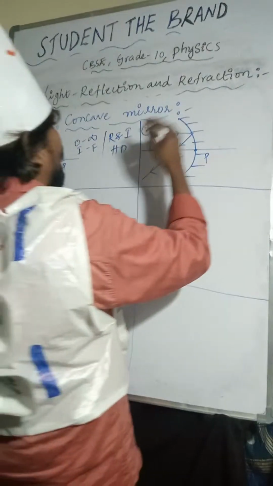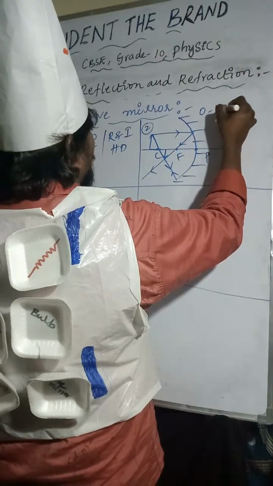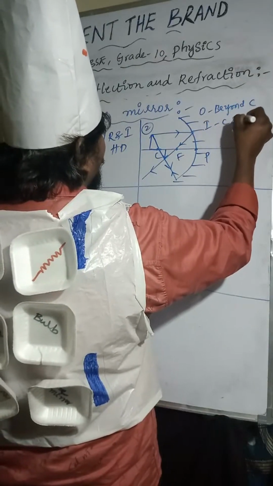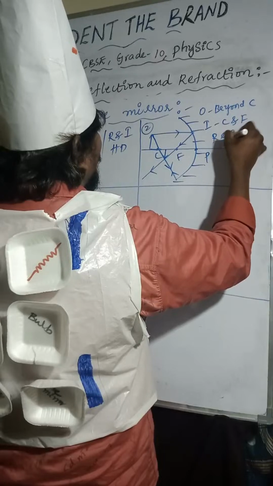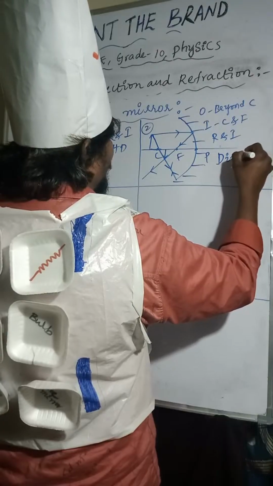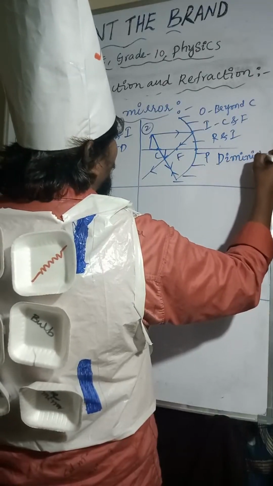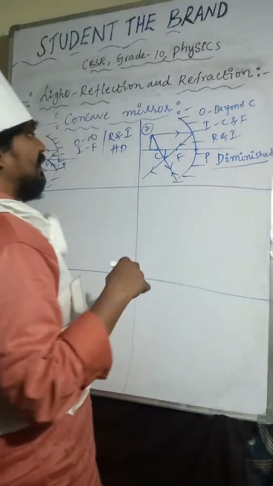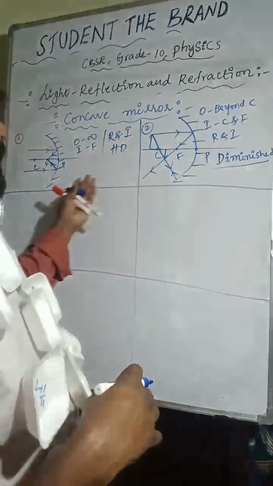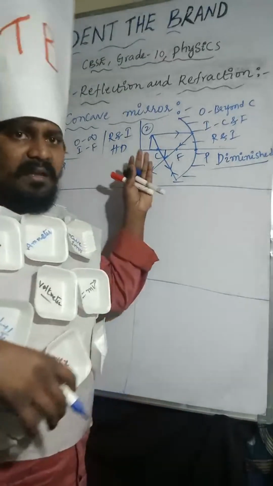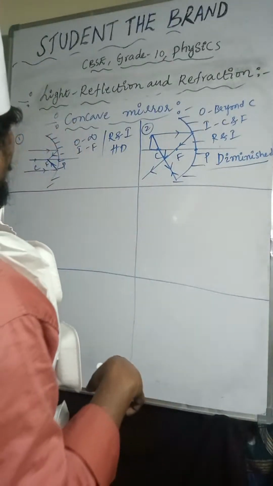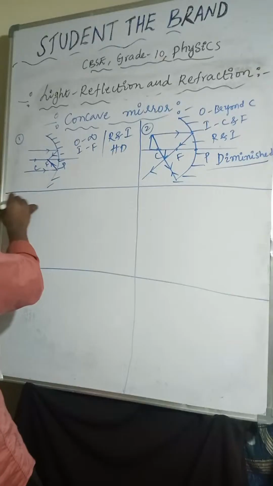Object is placed beyond the center of curvature, beyond C. Image is forming between C and F. Nature of the image is real and inverted. Size of the image is diminished. Object is placed beyond the center of curvature, and the image is formed between the center of curvature and focus itself. Coming to the third one.